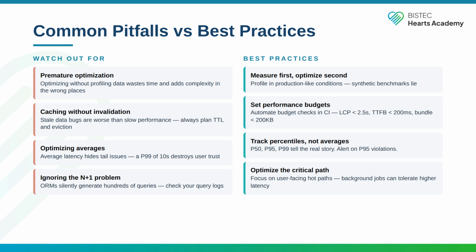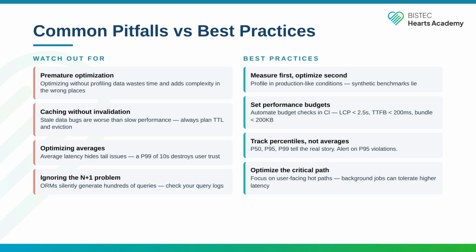Caching without invalidation is the second pitfall. You add a cache, your reads get fast, and then you spend 2 weeks debugging why users see stale data. Every cache needs a clear invalidation strategy. TTL is the minimum baseline. Active invalidation on writes is better. Think about the invalidation strategy before you implement the cache, not after.